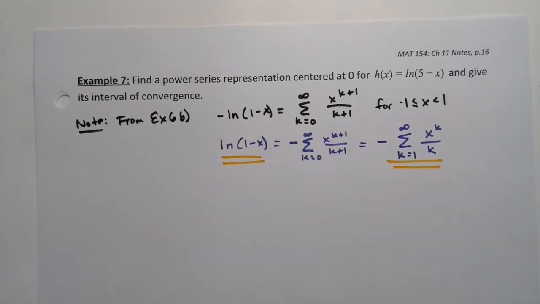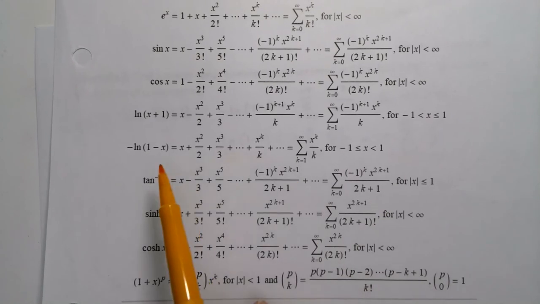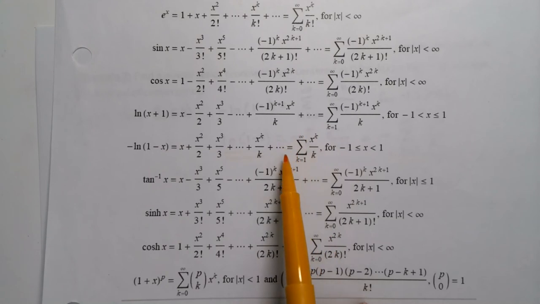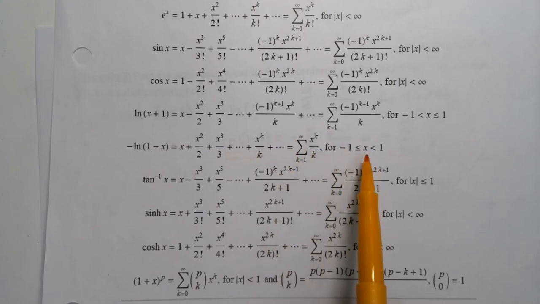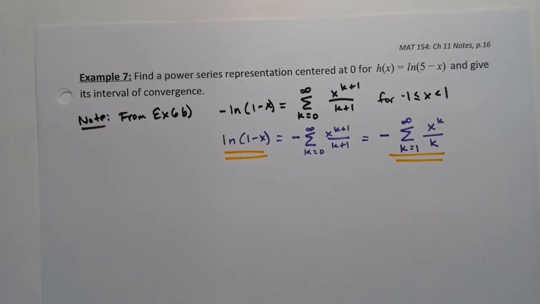Now this piece is the way it's written on the sheet that is given to you at exam time, but also at the very end of this chapter. And you can see right there, negative natural log of 1 minus x is equal to, and see they're starting it at 1, x to the k over k, and then there's that interval we just proved. Nice, huh? This quick reference sheet is very nice.